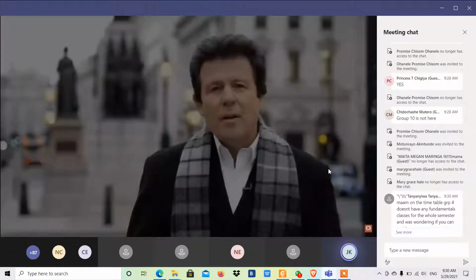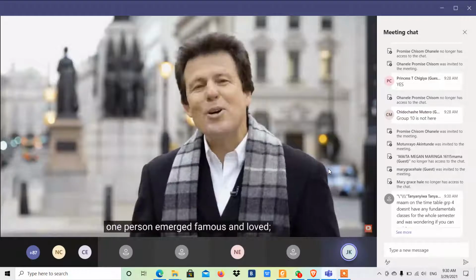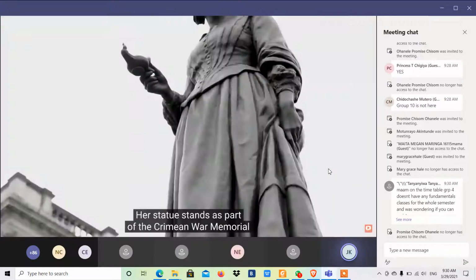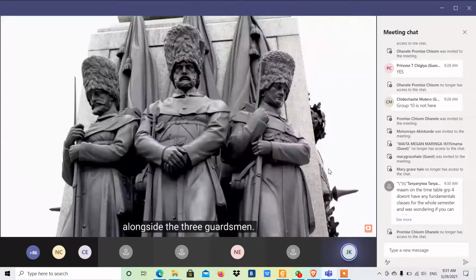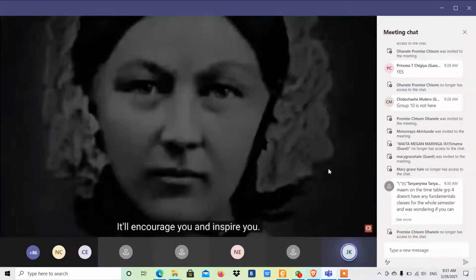From the muddled, chaotic catastrophe of the Crimean War, one person emerged famous and loved. Not a general, not a soldier, but a woman. Her statue stands as part of the Crimean War Memorial alongside the 3 guardsmen. Her name, Florence Nightingale. This is her story. It will encourage you and inspire you. And maybe Florence Nightingale brings a message for us today.